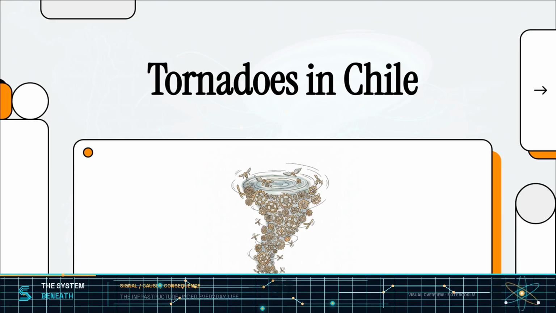Just like a car engine or a complex factory assembly line, this atmospheric machine has highly specific inputs, incredibly complex physical transfers, operational thresholds, and even failure points. Today we're diving into a very specific, rare, and highly destructive output of this machine, the Chilean tornado.